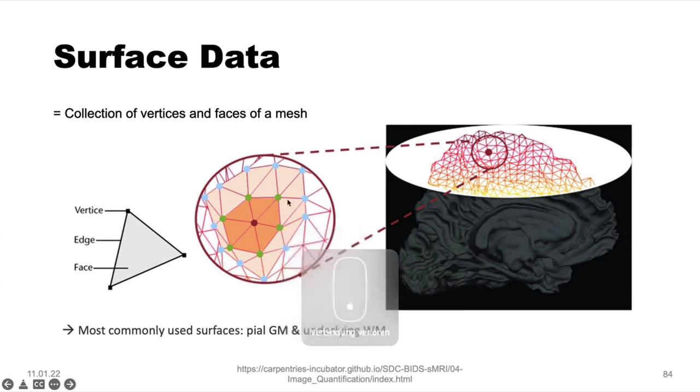And the surface data, in contrast to the voxel volume data, consists of a vertex mesh. So it's a two-dimensional mesh that is made out of vertices, edges, and the faces, so the area between those. And the most commonly used surfaces are the pial gray matter surface or the underlying white matter surface. So the pial surface is the outer boundary of the brain, and the underlying white matter surface is the boundary of the brain without the cortical ribbon.